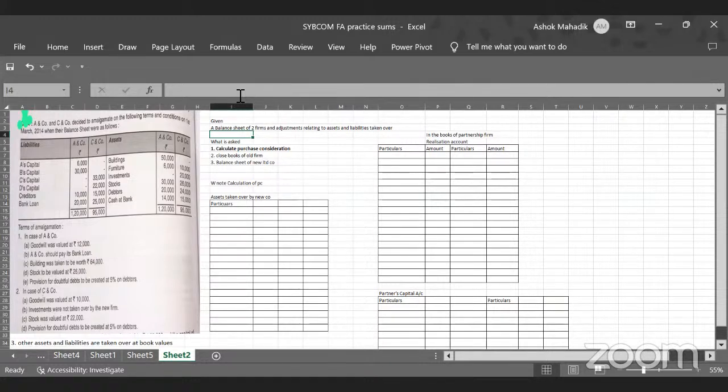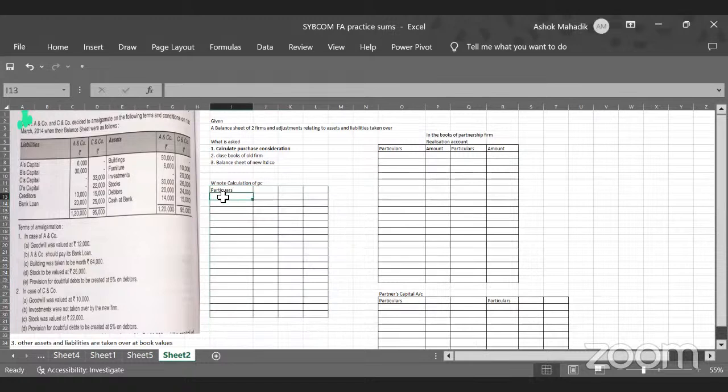Our answer will be in three parts. First, calculate PC. Second, close books of old firm. And third, draw balance sheet of new company. Is this clear, students? Okay, so we'll start with the first part, that is calculation of PC. Now what is PC? PC is purchase consideration. The amount to be paid by the new company to the owners of the old company. Clear?